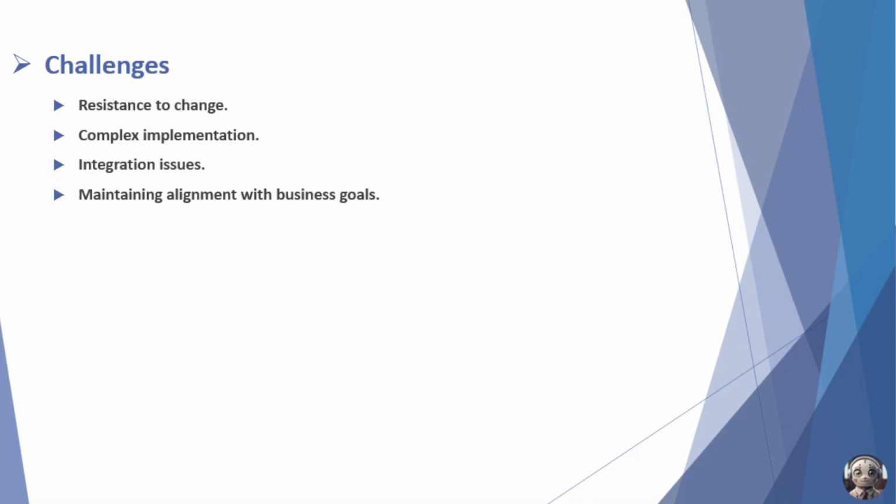BPM solutions can be complex, involving multiple stakeholders, intricate processes, and diverse technologies. Managing this complexity requires careful planning, strong project management, and collaboration between business and IT teams. It's essential to break down the implementation process into manageable phases and ensure that adequate resources and expertise are allocated to each stage. Next, we have integration issues.